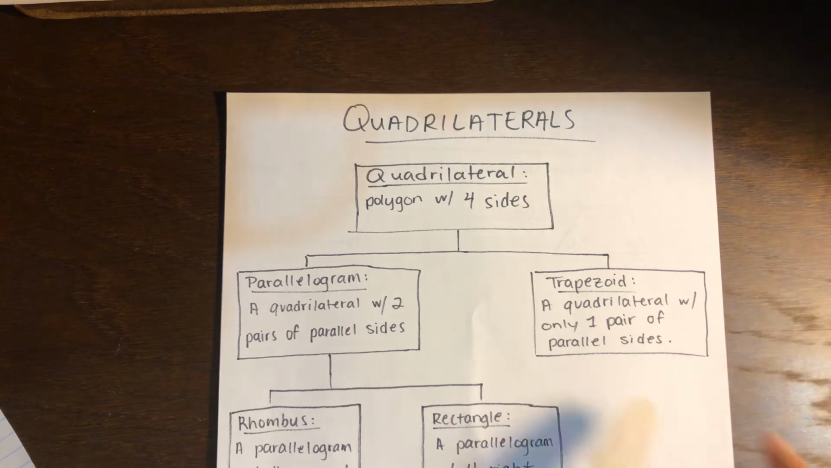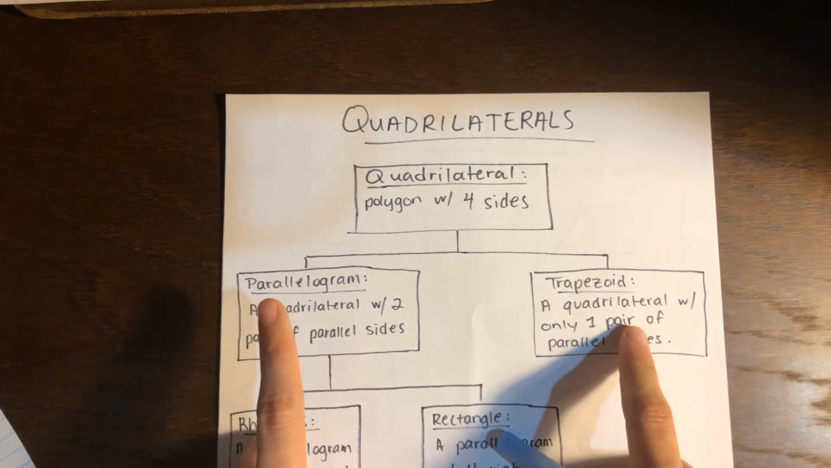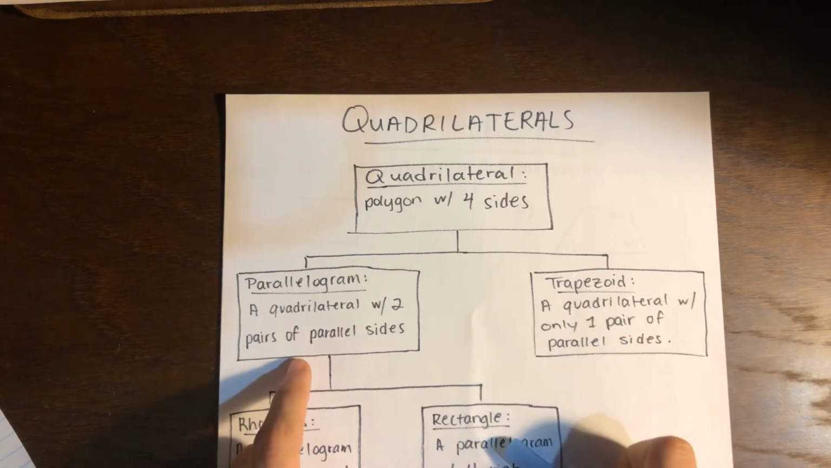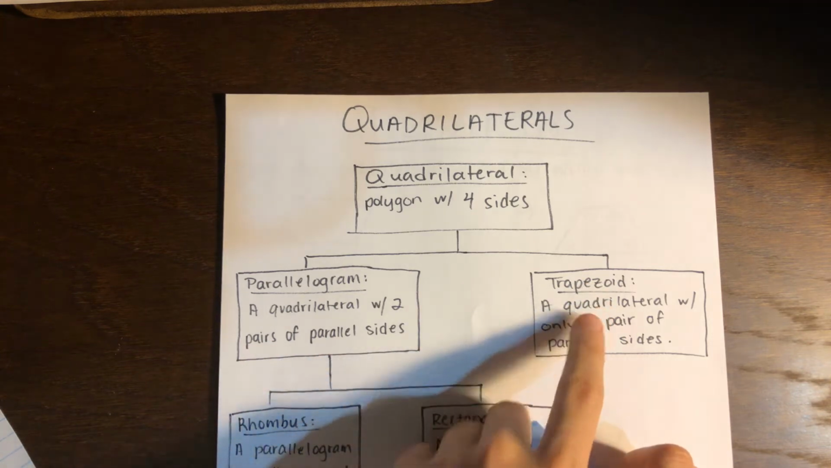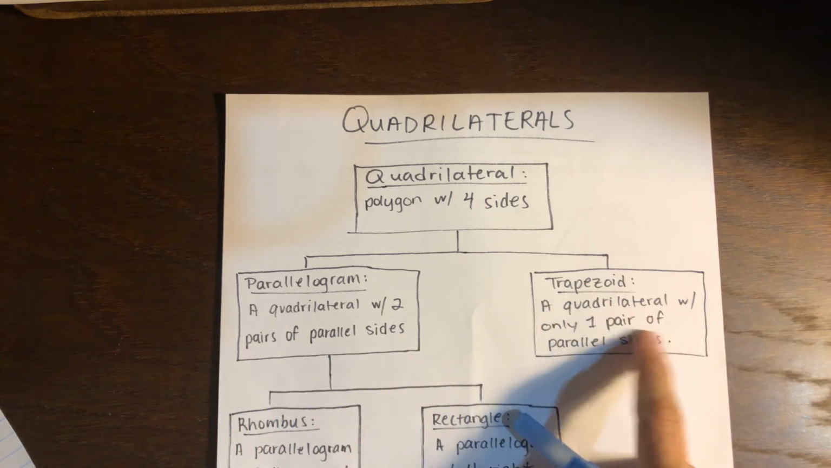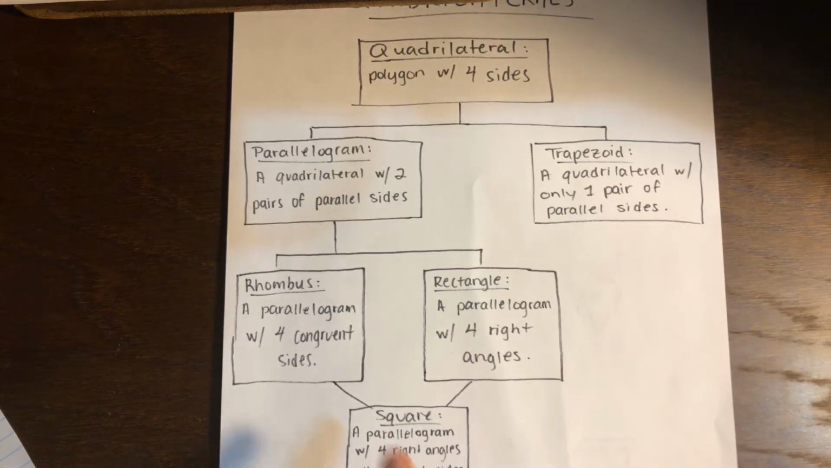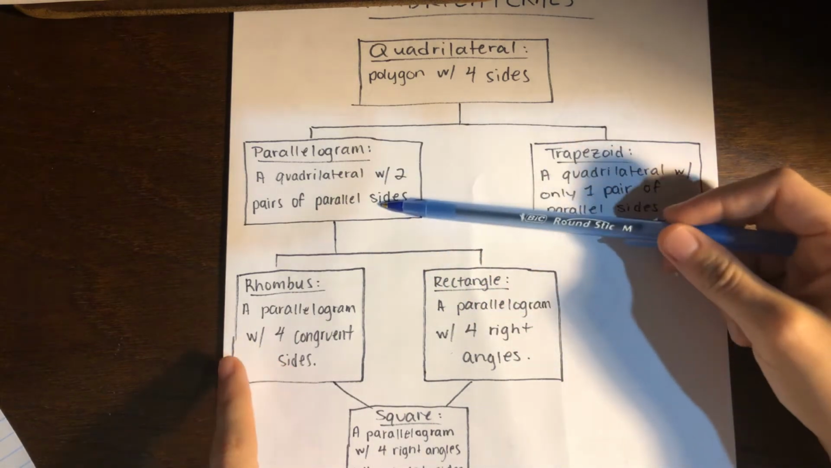Okay, and then we go into further detail of what a quadrilateral is. It's either going to be a parallelogram or a trapezoid. A parallelogram is a quadrilateral with 2 pairs of parallel sides, and a trapezoid is a quadrilateral with only 1 pair of parallel sides. Most of them are going to be a parallelogram, but we can break this up further.